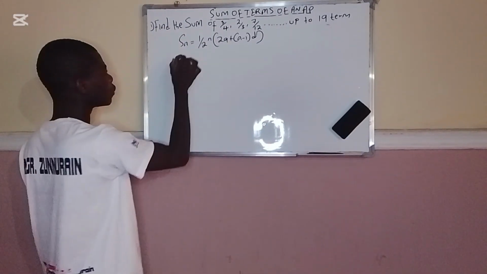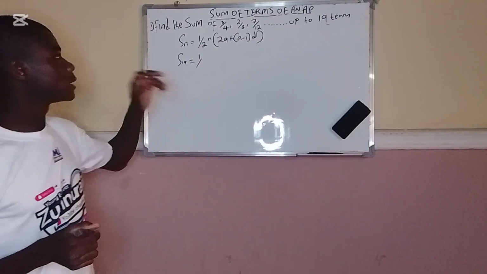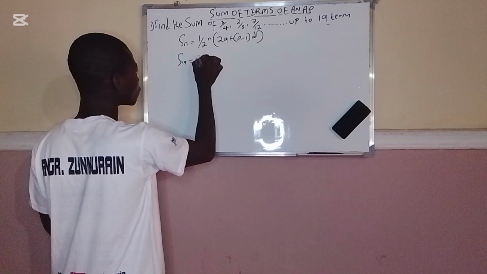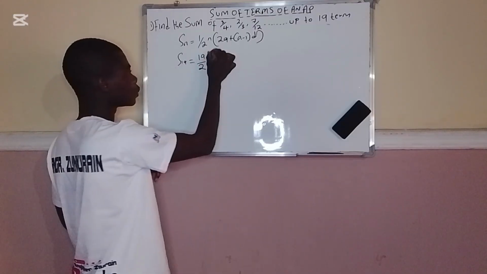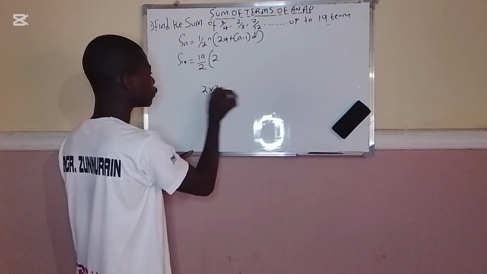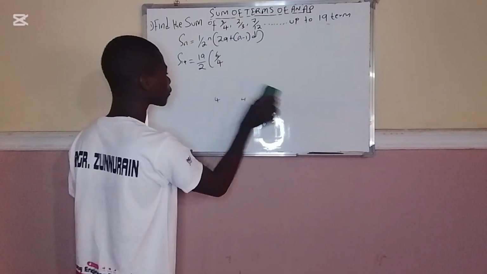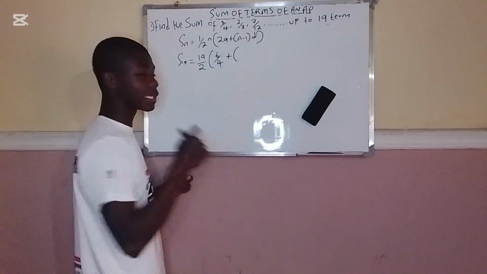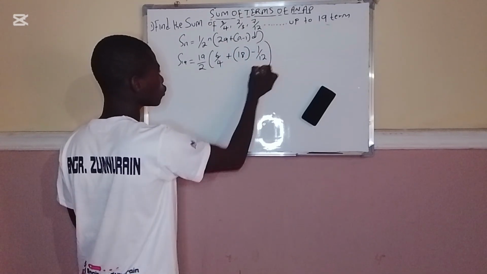So we substitute the values. S of 19 equals 1/2 multiplied by n, the value of n being 19, so 19 over 2. Then 2 multiplied by the first term, 2 times 3/4, equals 6/4. Then plus the bracket, n minus 1, which is 19 minus 1 equals 18, into d, which is minus 1/12.